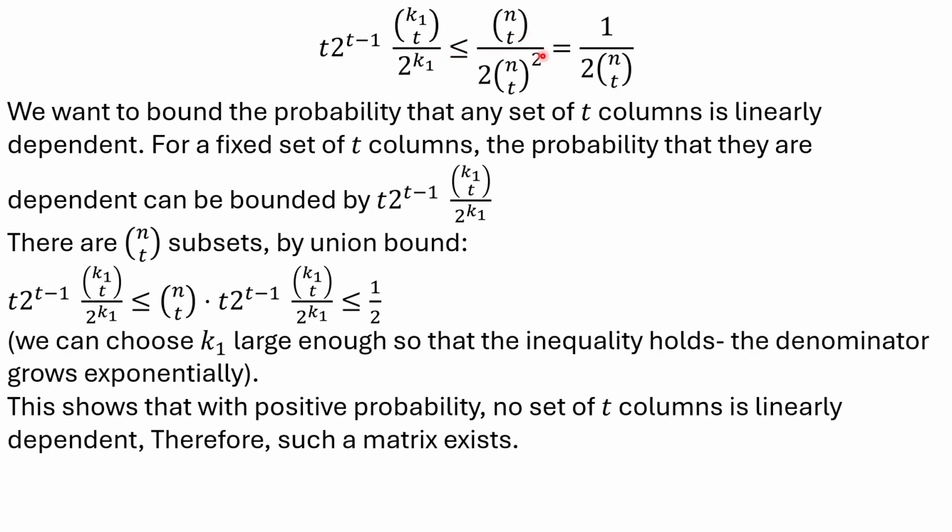That's how we continue our proof. In this step, we want to bound the probability that any set of T columns is linearly dependent. For a fixed set of T columns, the probability that they are dependent can be bounded by this number right here that we showed earlier. There are n choose T subsets. By the union bound, we can bound this right here. We can choose K1 large enough so that the inequality holds. The denominator grows exponentially. This shows that with positive probability, no set of T columns is linearly dependent. Therefore, such a matrix exists.